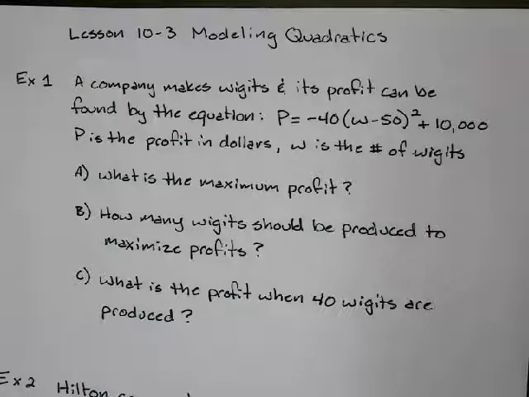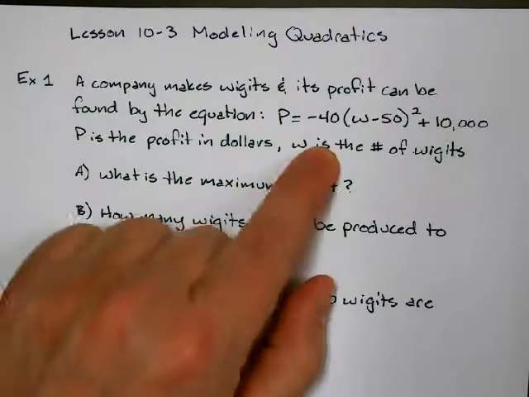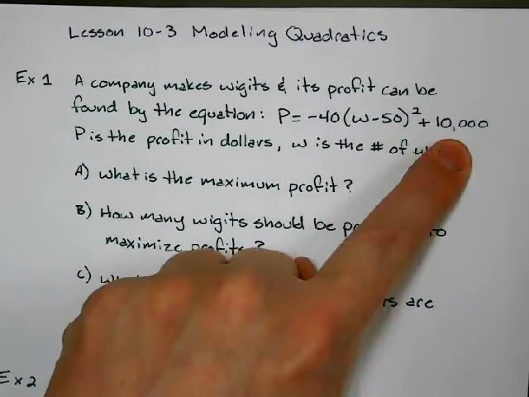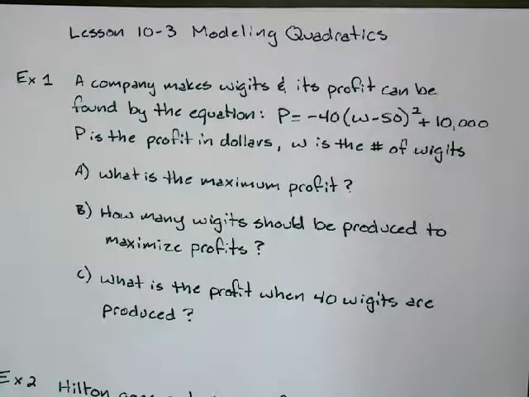So a company makes widgets, so they make something, who knows what it is. And their profit can be found by the following equation. Profit equals negative 40 times (widgets minus 50) squared plus 10,000. So that's the equation for how much money they're going to make, and it's based on how many widgets they're going to make. The problem says, what is the maximum profit?